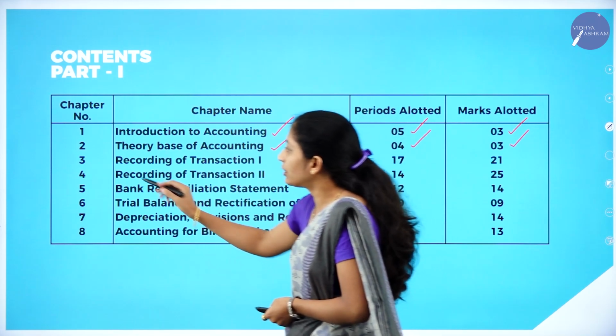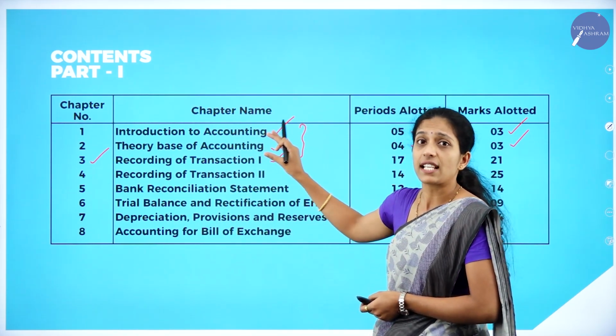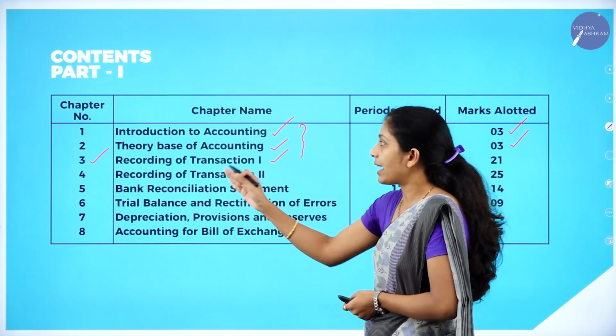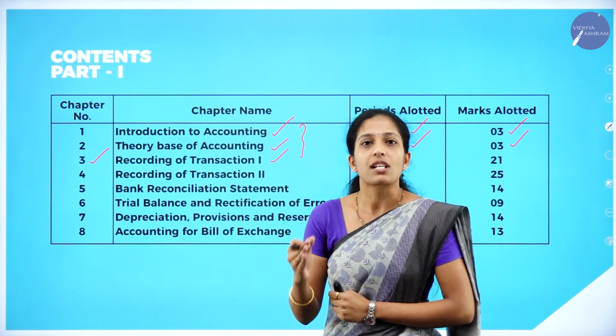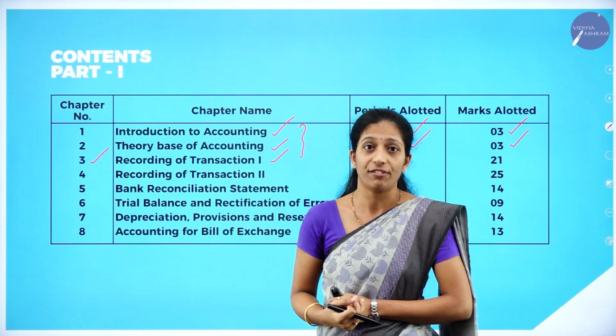Next, coming to the third chapter, Recording of Transactions 1. In your first and second chapters, as I told you, you are going to learn about theory, and your third chapter is Recording of Transactions 1. There you start learning how to record each and every transaction in the books of accounts.